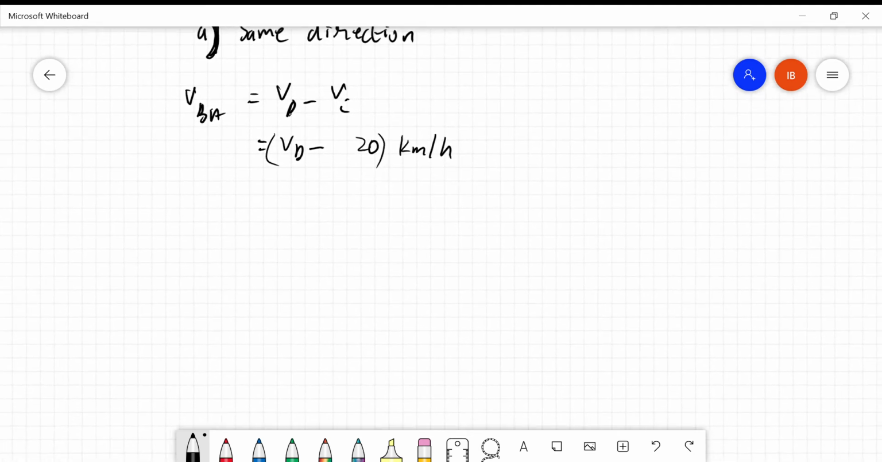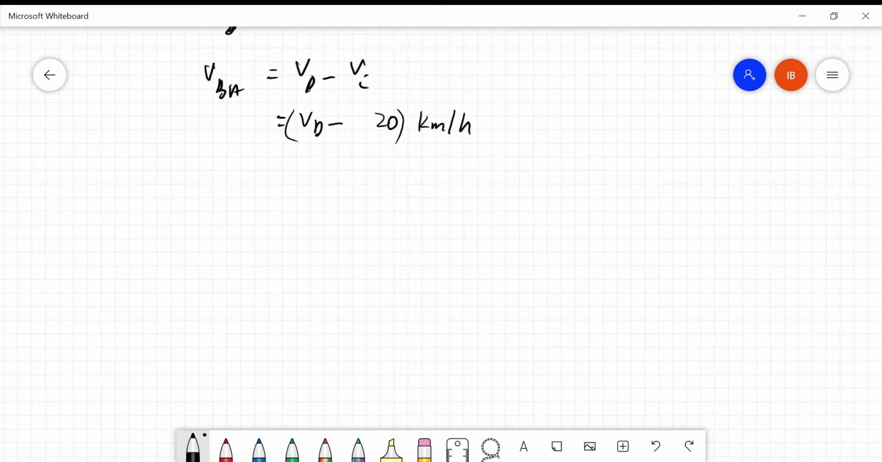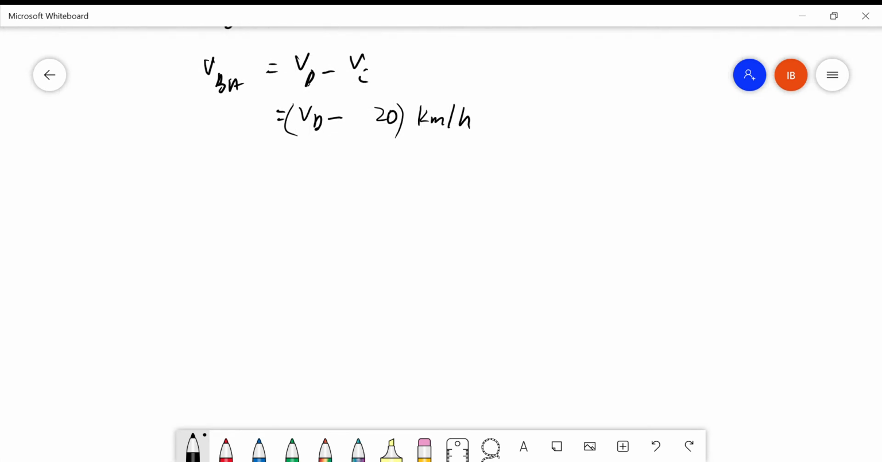Now, they told that the bus goes past the cyclist every 18 minutes. Therefore, distance traveled in this time interval we can write as VB minus 20 into 18 by 60 kilometer. And since the bus leaves in either direction every t minutes, the distance traveled by bus is VB into t by 60, right?